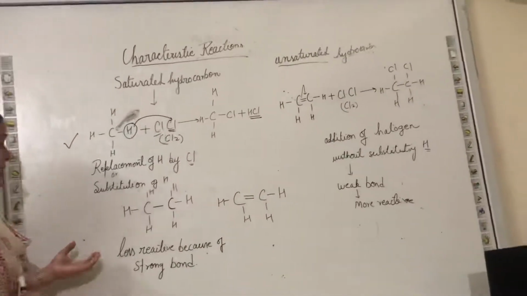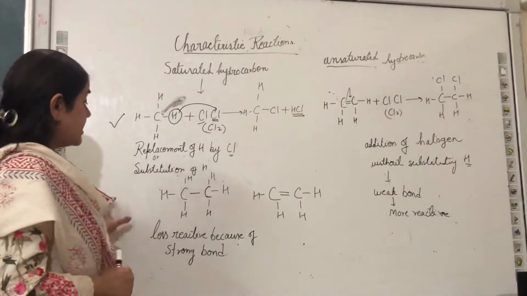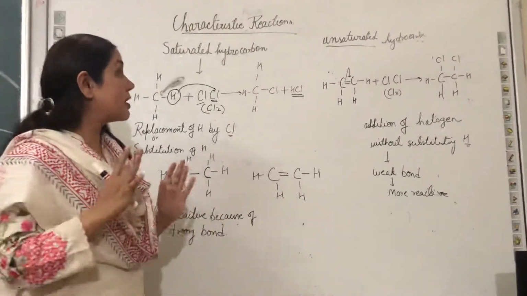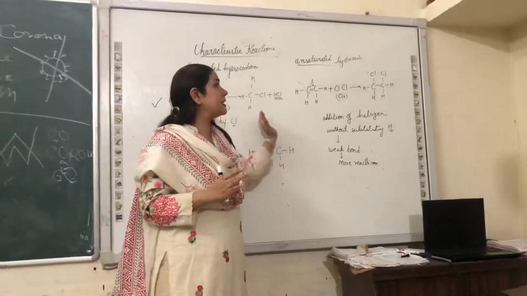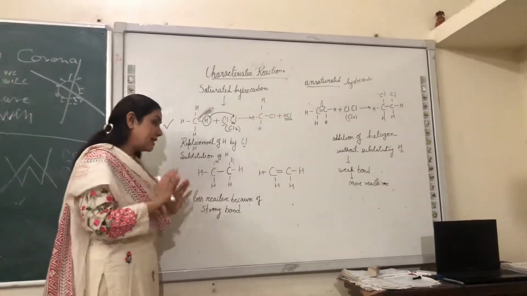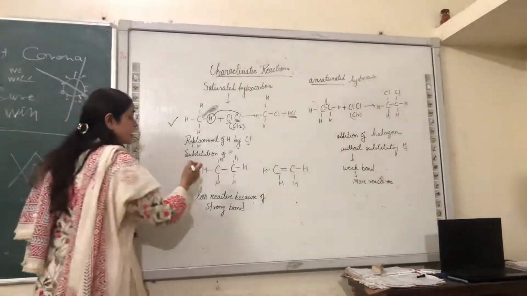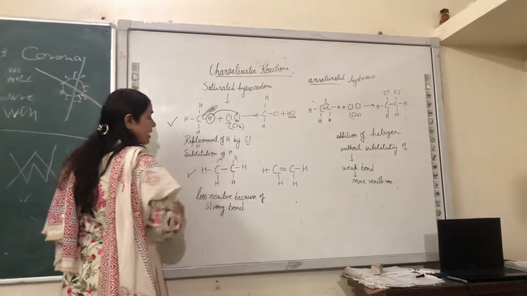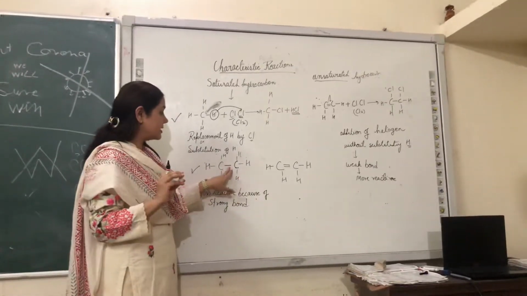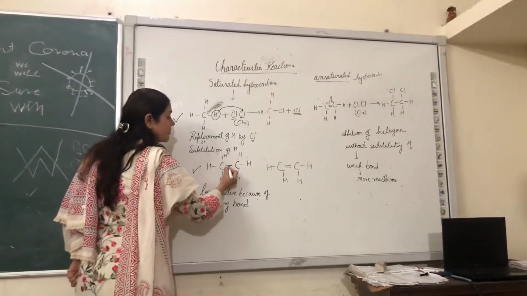Second point, which comes under reasoning: saturated hydrocarbons are always less reactive. If you compare saturated and unsaturated hydrocarbons, saturated hydrocarbons are always less reactive than unsaturated hydrocarbons. Why? I have given one example. I have made the branched structure formula of ethane, C2H6. In C2H6, you can see the single bond is there.